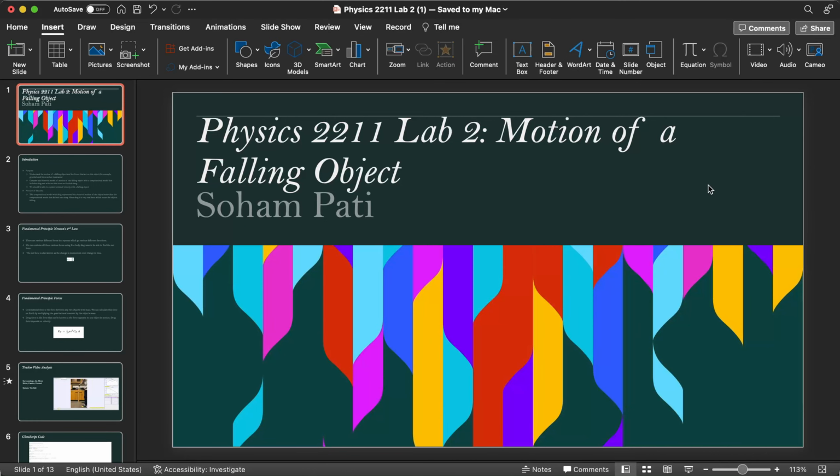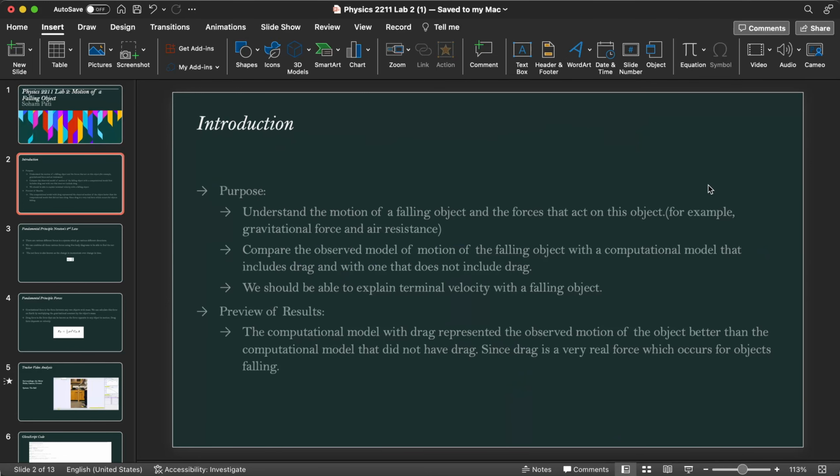Hi, today I'm going to be talking about Physics 2211 Lab 2, which is the motion of a falling object. So first let's start with the introduction.